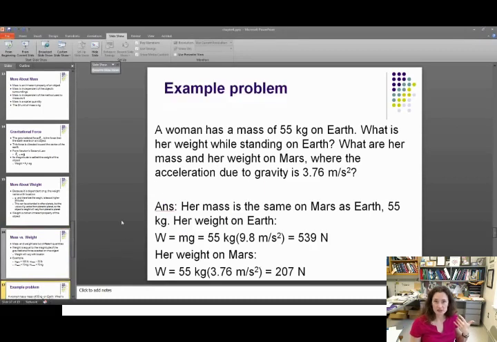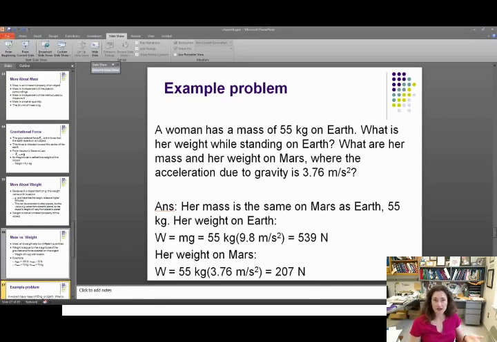For an example of that, here's an example problem. A woman has a mass of 55 kilograms here on Earth. What's her weight while standing here on Earth, and what would her mass and her weight be on Mars, where the acceleration due to gravity is 3.76 meters per second squared? The answer is her mass is going to be the same on Mars and on Earth, and that mass is 55 kilograms. Now, the weight is different.